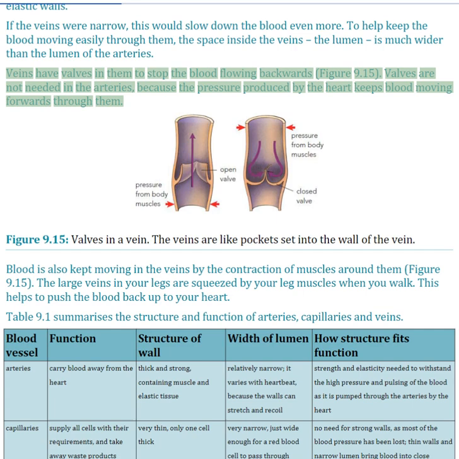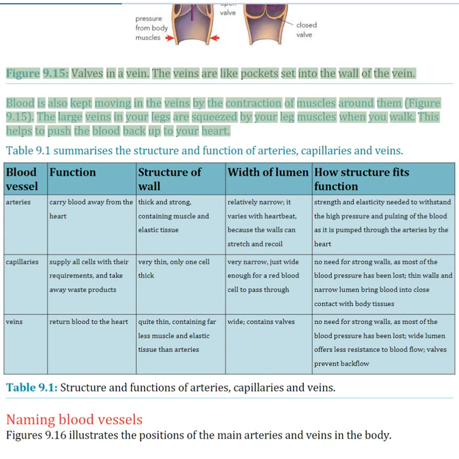Veins have valves in them to stop the blood flowing backwards. Valves are not needed in the arteries, because the pressure produced by the heart keeps blood moving forwards through them. Figure 9.15. Valves in a vein. The valves are like pockets set into the wall of the vein. Blood is also kept moving in the veins by the contraction of muscles around them. The large veins in your legs are squeezed by your leg muscles when you walk. This helps to push the blood back up to your heart.